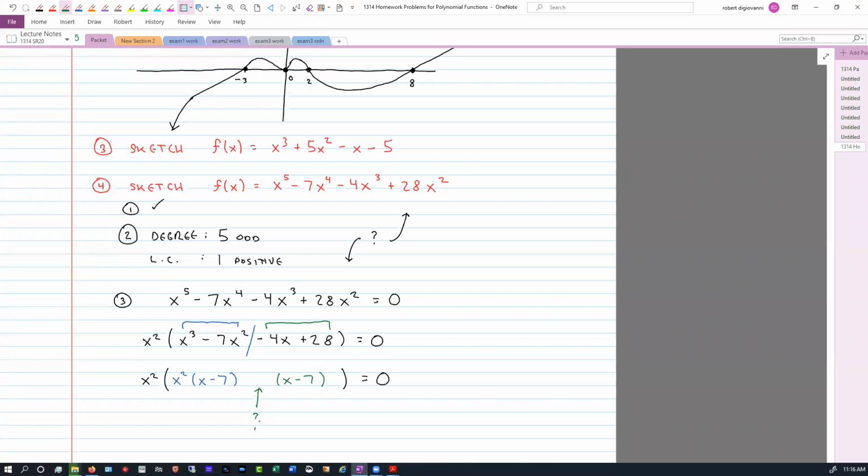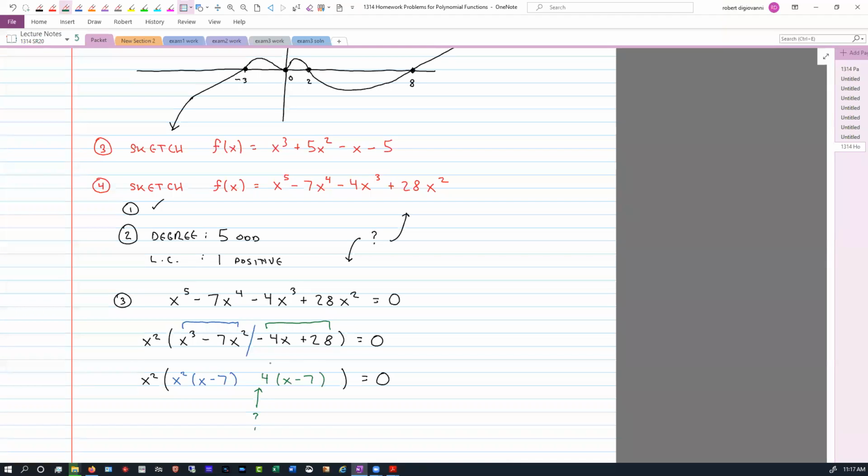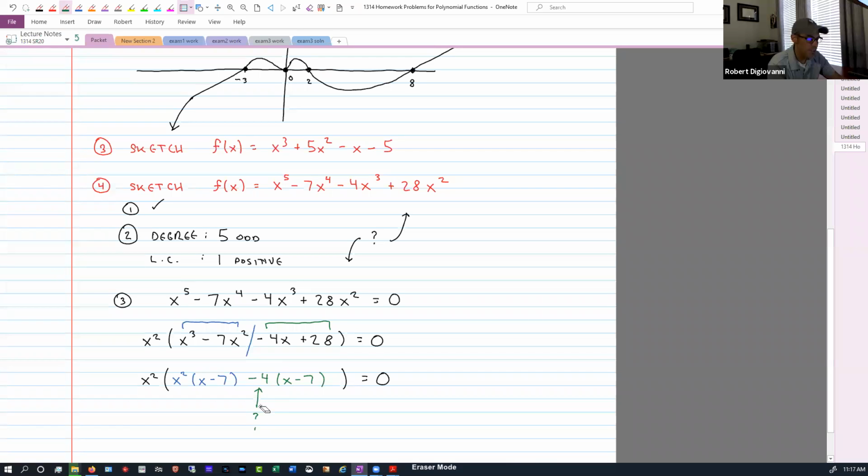4. Yep, 4. Okay, so 4 almost does it. That would give us a positive 4x minus 28. We want a negative 4x plus 28. So not 4, but what? Negative 4? Negative 4. Yep, so we put minus 4 there. That's an important step right there. Getting that negative is important because the next step, as you'll see, is to write x squared.